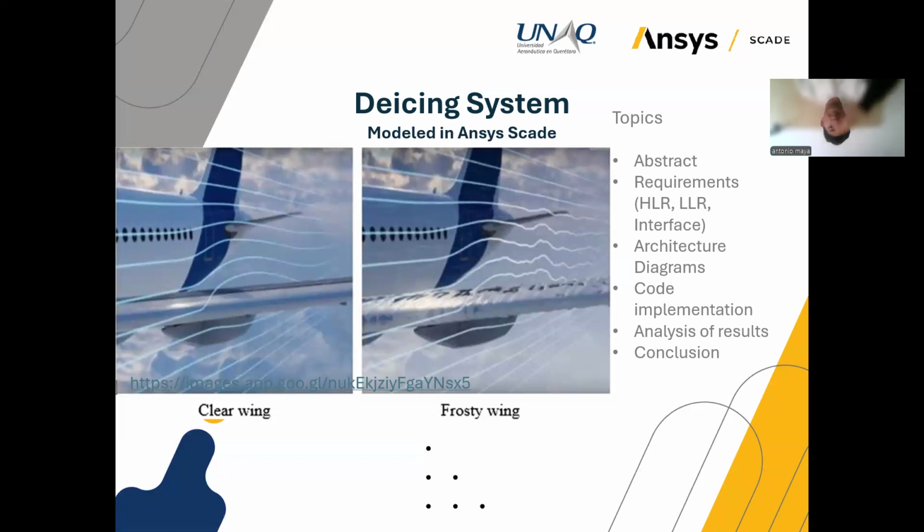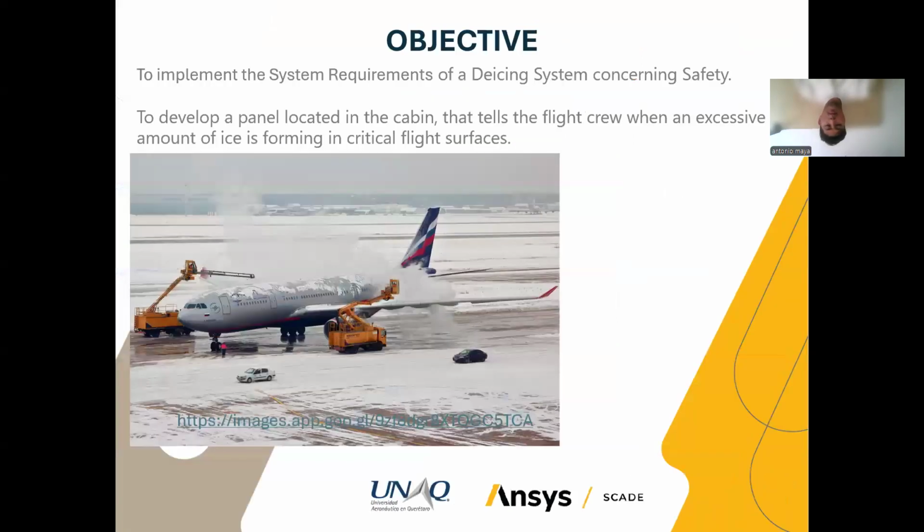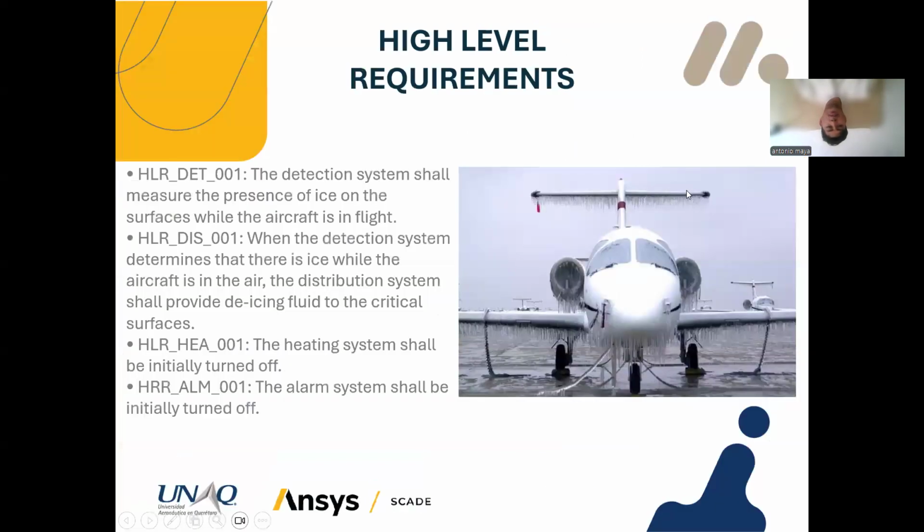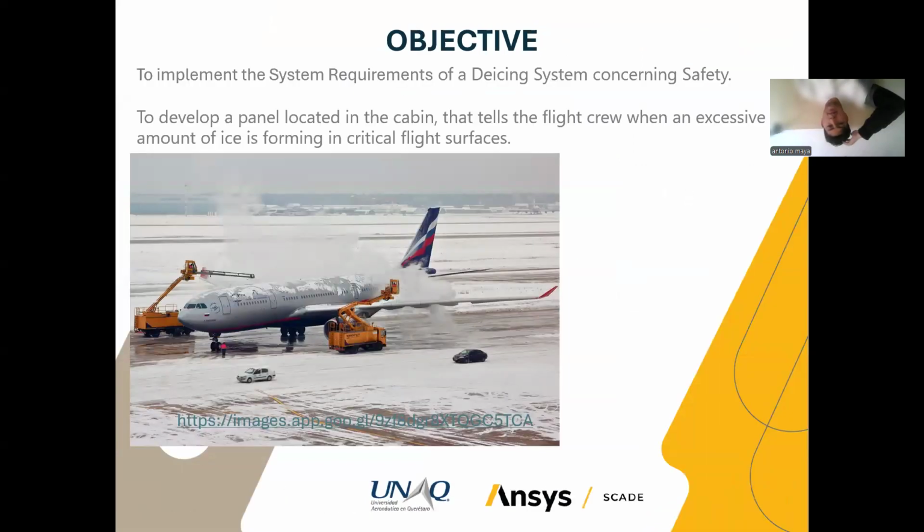Why in this sequence? Well, because the objective is to implement the icing system concerning safety regulations. As we can see in the picture, this is going to be a problem. This panel is going to be located in the cabin, and we expect that the crew can tell when the atmospheric conditions are not the optimum.